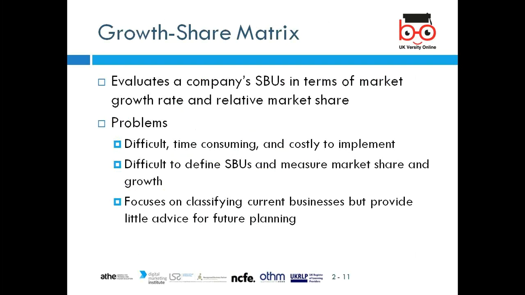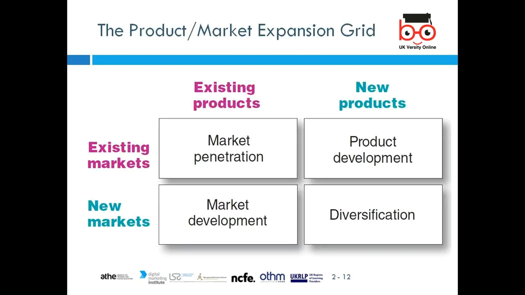So this is a quite useful matrix, evaluating the company SBUs in terms of market growth and relative market share. Problems: it is difficult, time consuming and sometimes costly to implement, and it is difficult to define SBUs and market shares and growth. Those are disadvantages of this model. Everything in social science, we need to look at some advantages and some disadvantages. So in this case as well.